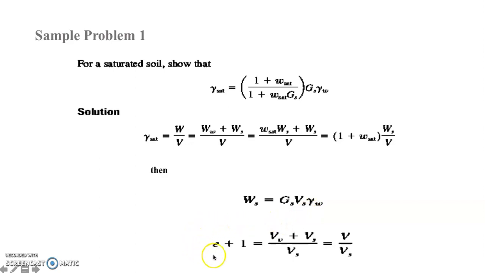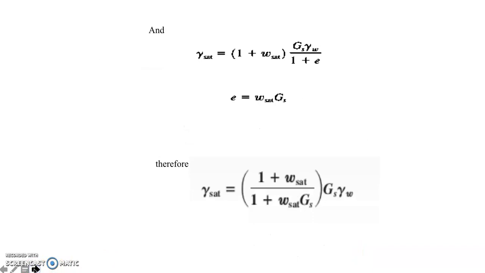We also learned we have this expression that e plus 1 is equal to total volume of the voids plus volume of the solid all over volume of the solid, or this expression is simply equal to total volume all over volume of the solid. So from there, we can have this expression that the saturated unit weight is equal to (1 plus moisture content) multiplied by G sub s, the specific gravity, times the unit weight of the water, all over 1 plus e.